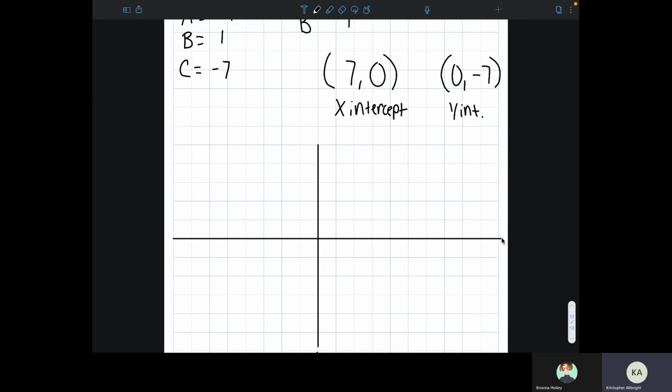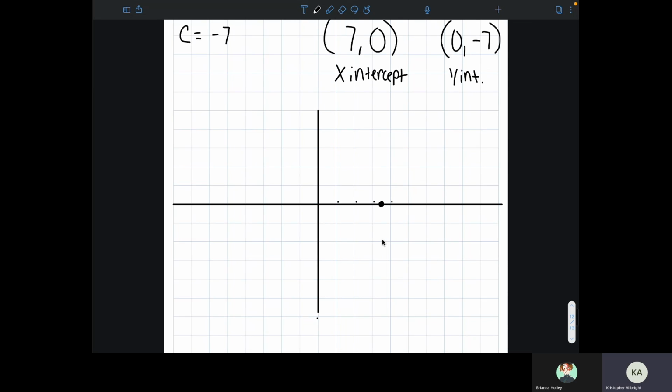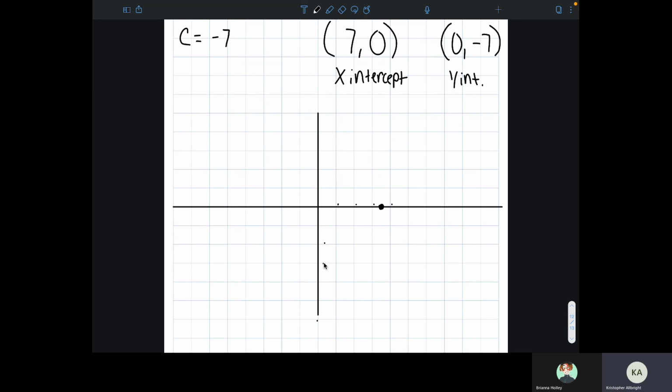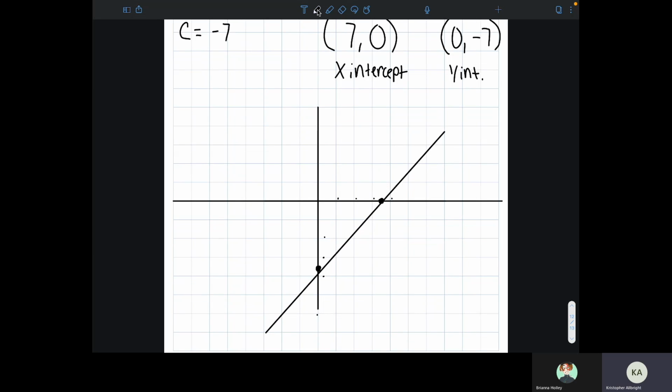So I'm going to count by twos again. So we're going to go over 7, 2, 4, 6. So this would be 8. So it's going to be right here. And then left and right 0, down 7. 2, 4, 6, 8. So right here. Now we put our line. And we have it.